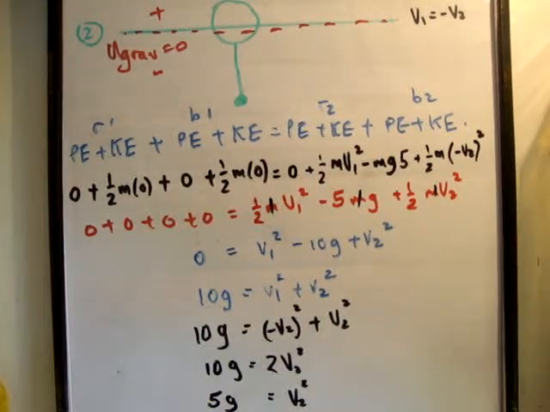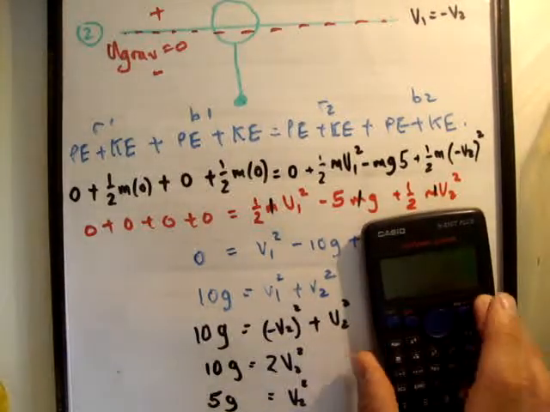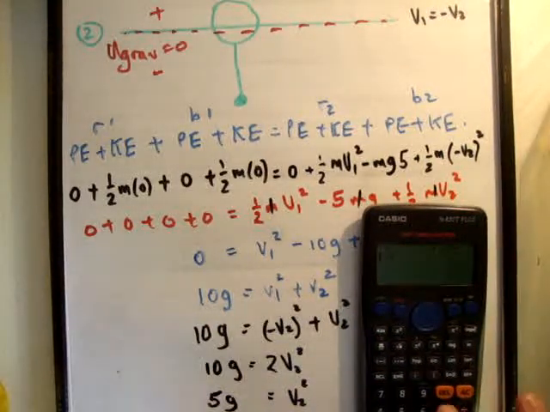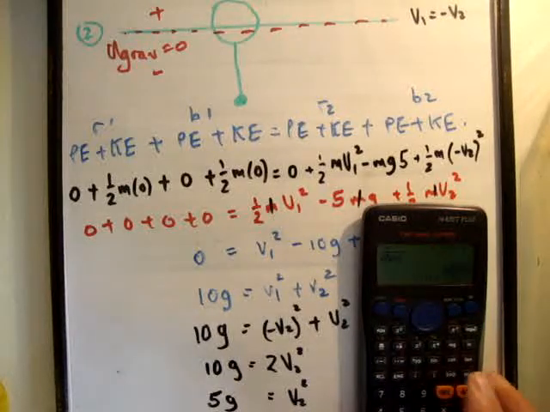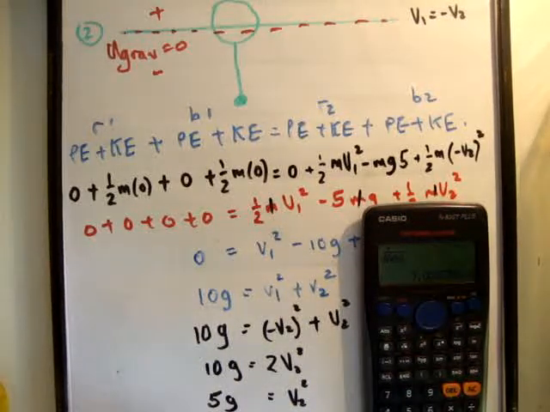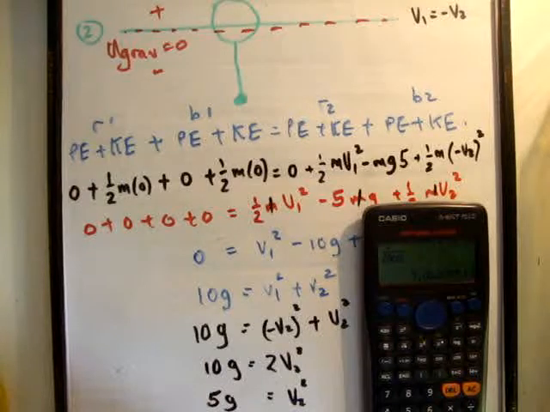The next thing we need to do is just have a look at our calculator. So 5 times 9.81 and square root that answer, and we get an answer of 7 meters per second. So that means the following. I'm just going to write it very explicitly: v1 is equal to 7 i hat and v2 is equal to negative 7 i hat, or the other way around, it doesn't really matter. One is opposite to the other, and that's what that means.